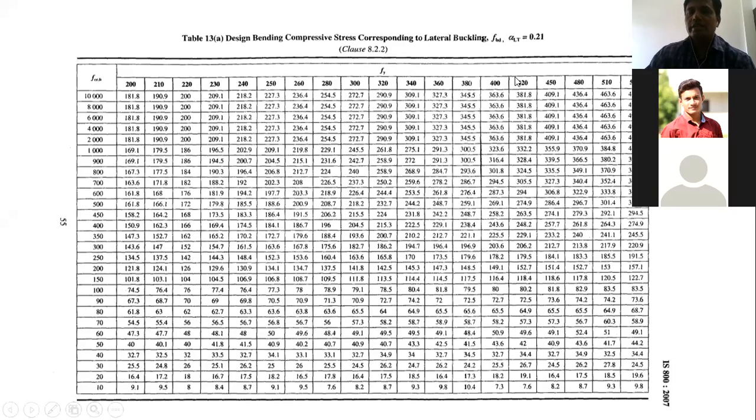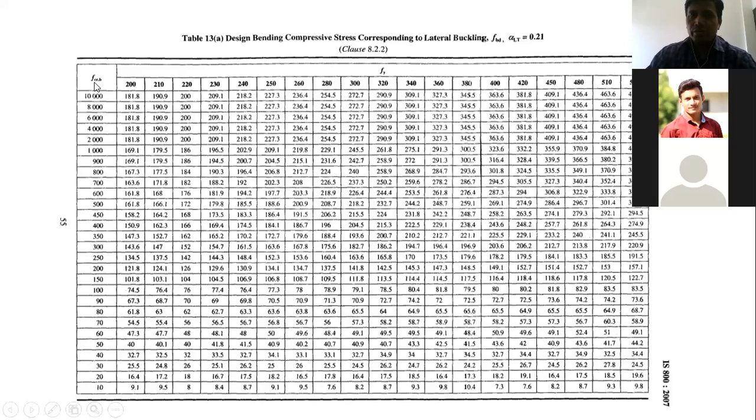So by using this table, you can calculate the value of FBD. Now we'll see this one. The FBD values are shown in the left hand side column. Now what is this? Fy is on the horizontal. Normally Fy is taken as 250 Newton per mm square. Now to calculate the value of FBD, you should know the value of what?